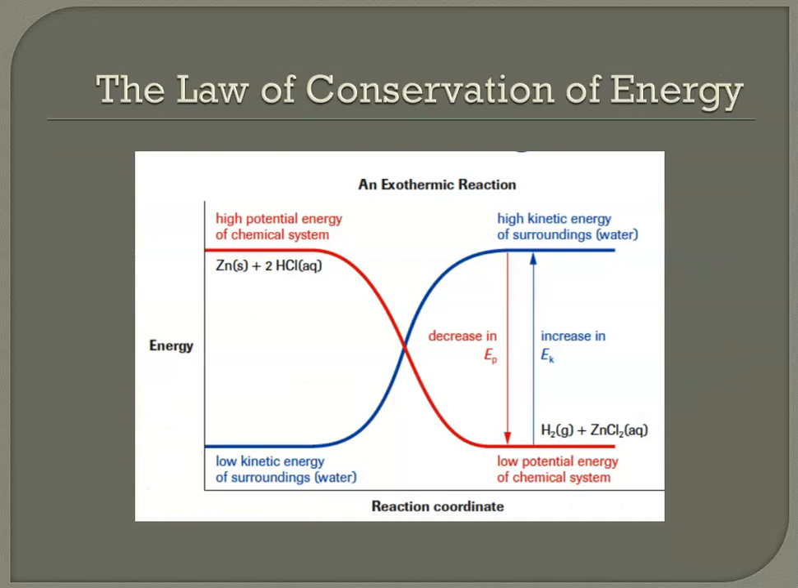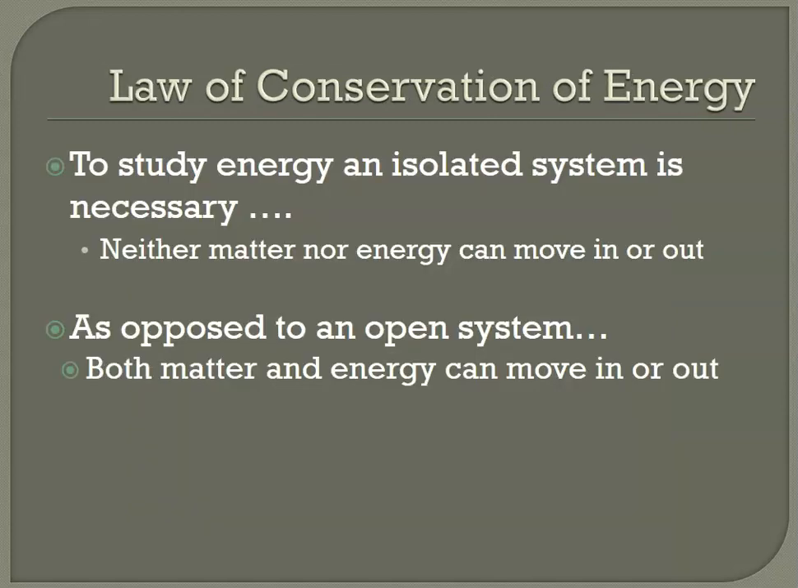In this example of an exothermic change, the change in potential energy of the chemical system equals the change in kinetic energy of the surroundings. This is consistent with the law of conservation of energy. To accurately study energy transfers, it is important to use isolated systems. Isolated systems do not allow matter or energy to move in or out. We will learn more about how this can be done in the coming lessons.